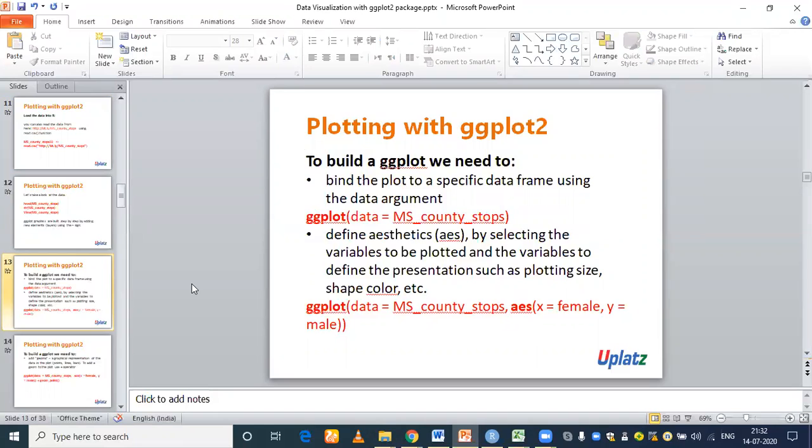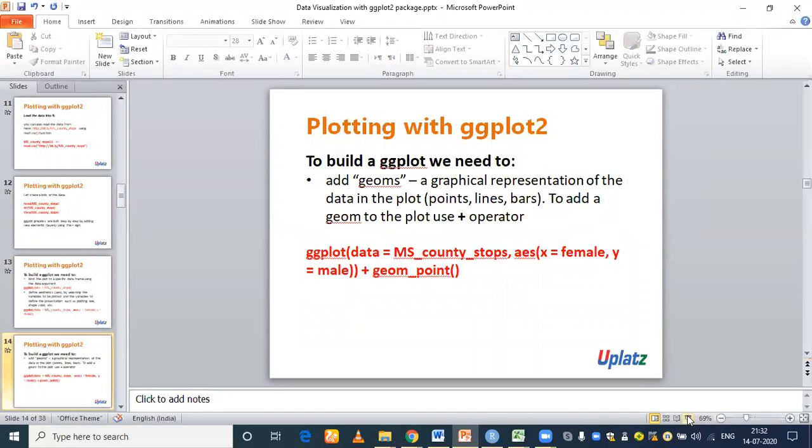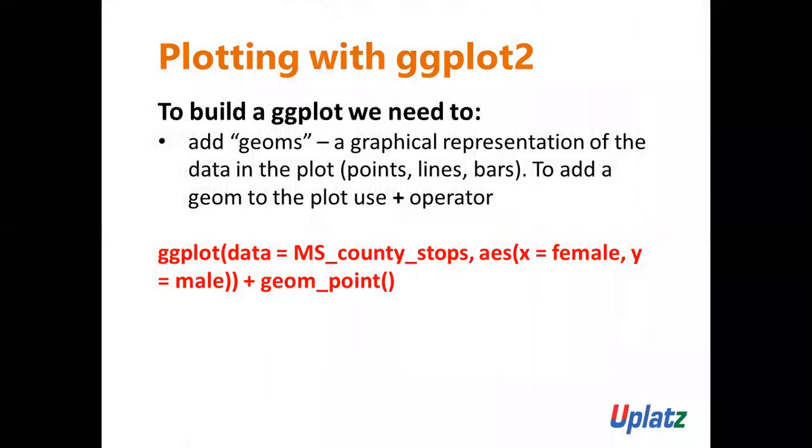Okay, now let's see the next thing. To build a ggplot, now let's see the third step, add geoms. What is a geom? A graphical representation of data in the plot: points, lines, or bars. To add a geom to the plot, we need to use the plus operator.